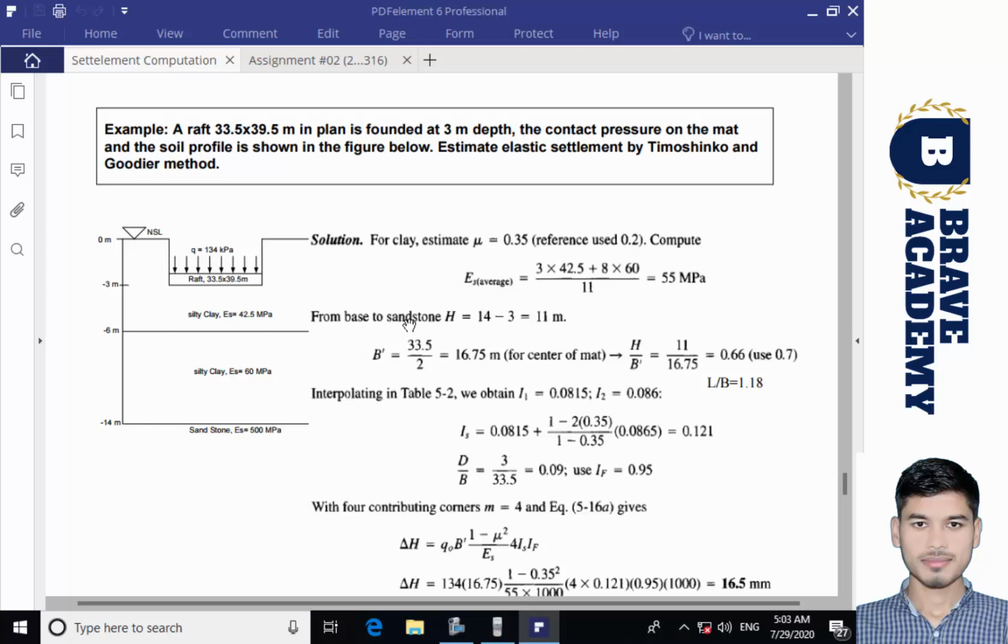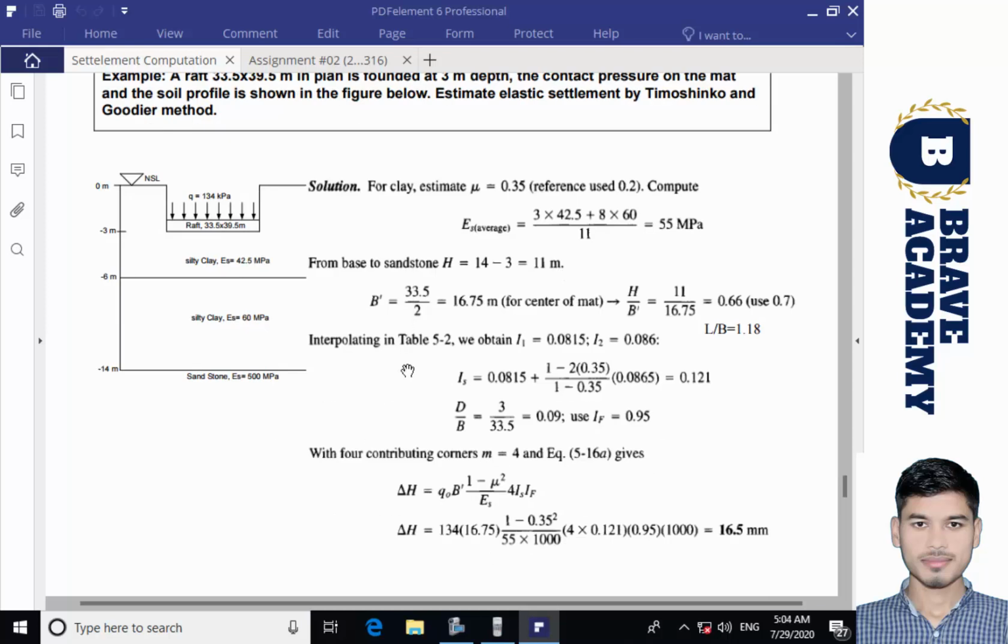From base to sandstone, H is equal to 14 minus 3, equal to 11 meter. You will use the height from the base of the footing to the hard stratum. From the base of the footing, from here to here, this height will be from 3 to 14, the height will be 11. Or you can subtract from 14 the depth of footing, 3, and you will get the height 11.